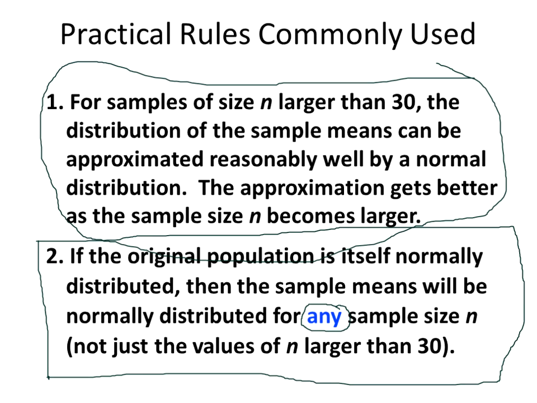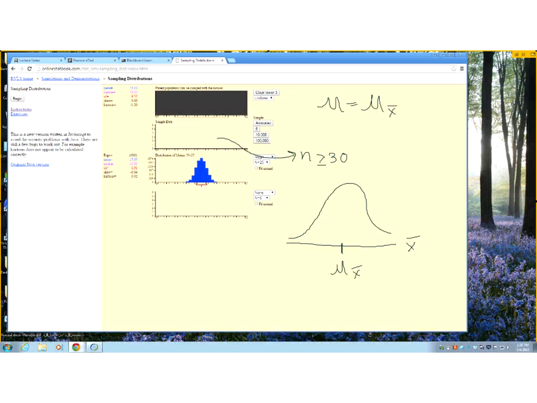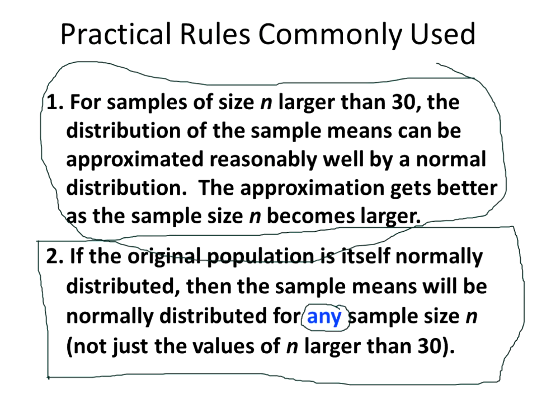Now, there it says N larger than 30. So some textbooks have greater than or equal to, and this one has just greater than. So we're going to change that to greater than, just so it's the same. So greater than 30. Okay, so that's very important. So for a sample of size N larger than 30, the distribution of sample means can be approximated by this normal distribution.